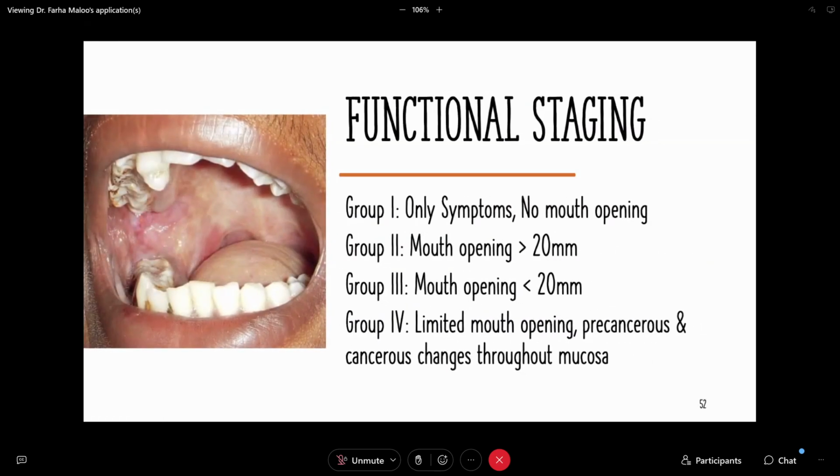Let's look at the functional staging. In group 1, we can see these symptoms: vesicles, ulcers, burning sensation in the mouth, altered taste, but no restricted mouth opening. In group 2, we can see the mouth opening is still more than 2 centimeters. In group 3, we can see mouth opening is less than 2 centimeters. And in group 4, we can see limited mouth opening and definitely a higher chance for cancer.